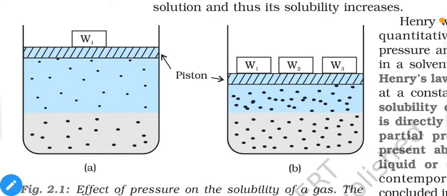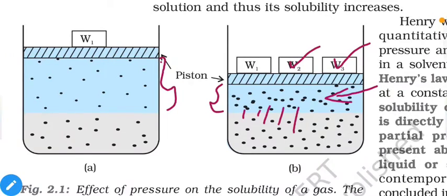So as mentioned in this figure, we added some more weight on the surface. That's why this is the initial volume, and this is the new volume. So obviously the volume is shrunk. That's why the number of particles in the gaseous state is increased per unit volume, and that's why more particles will strike the surface and enter the solution, and we have a comparatively higher concentrated solution.